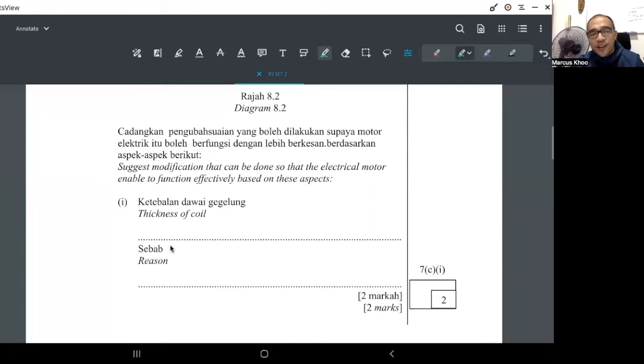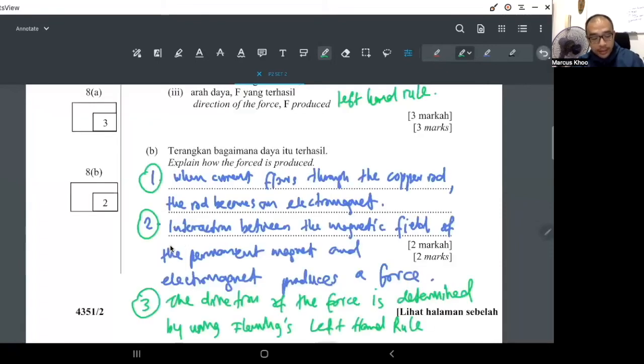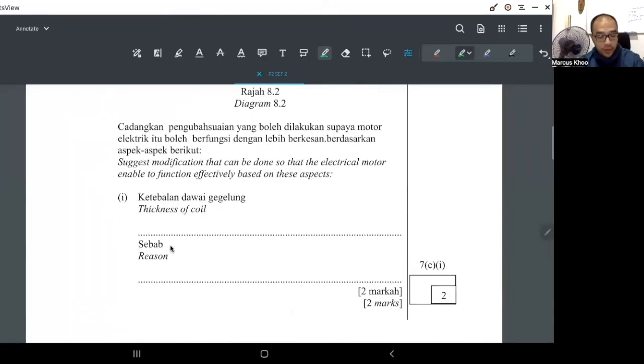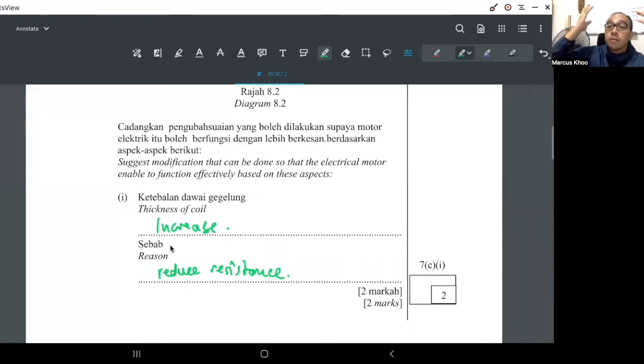Okay, the thickness of the coil should be smaller. Oh, no, sorry. It shouldn't be smaller. It should be a bigger thickness. Increase the thickness. Why do we increase the thickness of the coil? It is to reduce the resistance. Because when resistance is reduced, current is increased. So if current increases, it means a better motor spin, because more current can flow. So we want that.